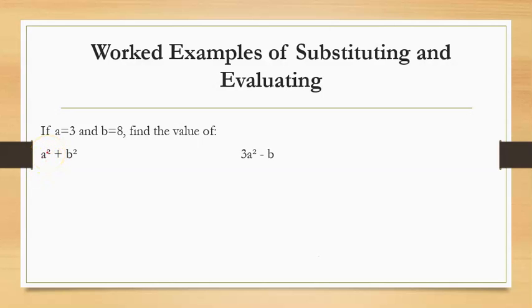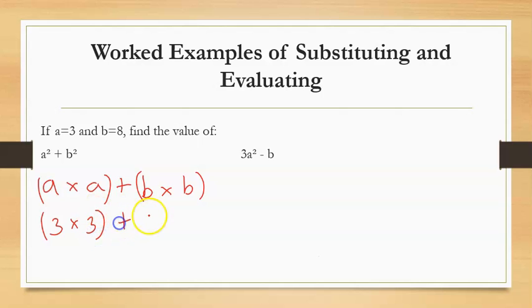a squared, or a to the power of 2, is a multiplied by a. And you're going to add to that b squared, which is b multiplied by b. Again, I'll pop the brackets in because we know we've got to do the multiplication before the addition. And we can substitute in. So we've got 3 multiplied by 3, and we're going to add to that 8 multiplied by 8, which will give us 9 add 64, which equals 73. So a squared add b squared is 73 when a equals 3 and b equals 8.